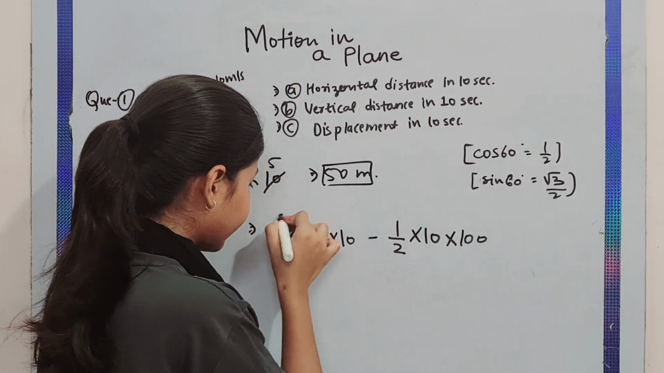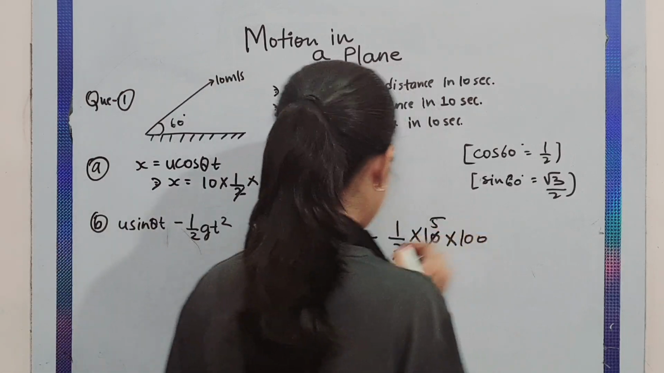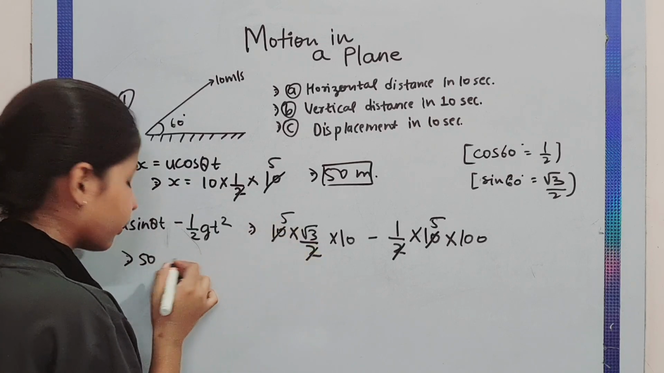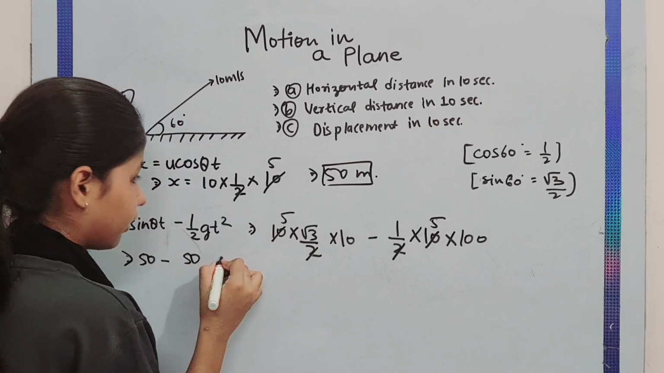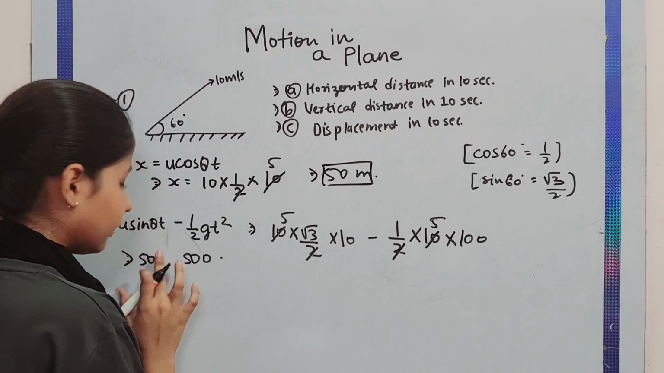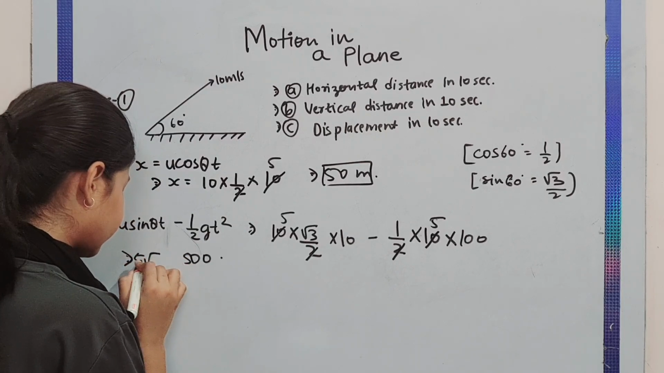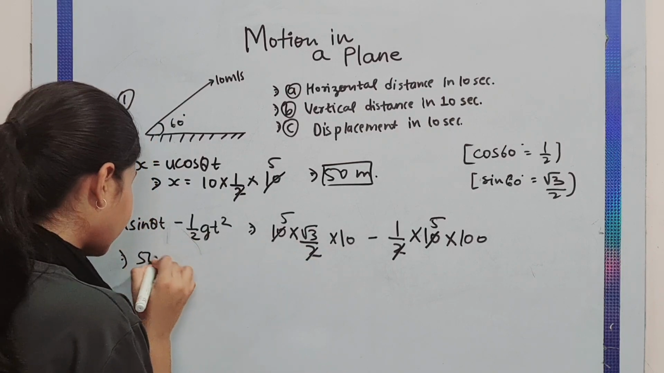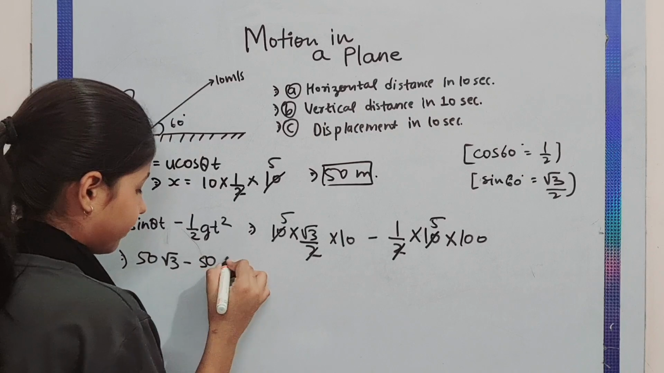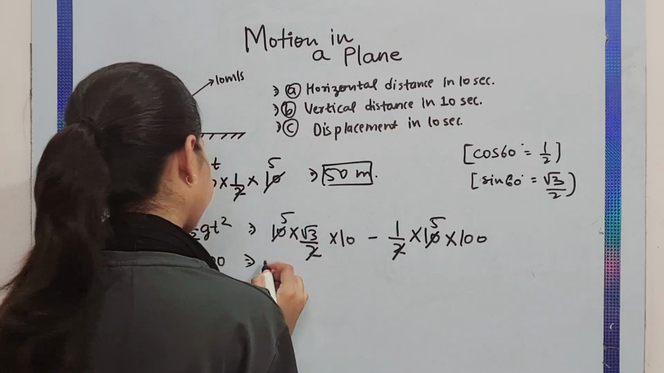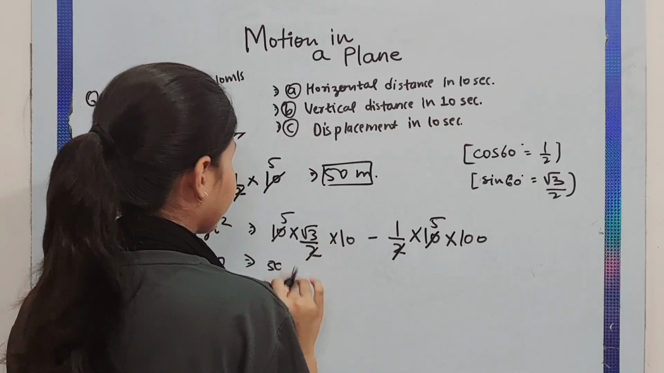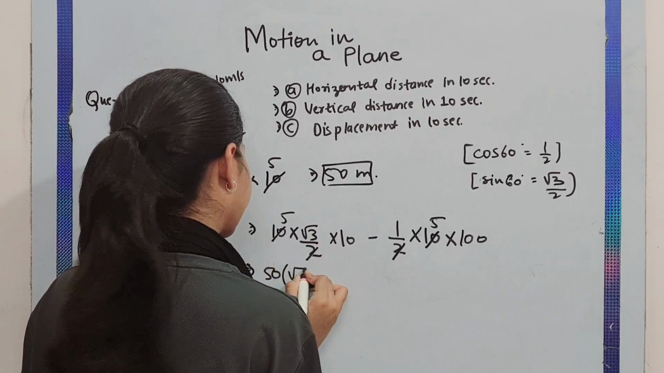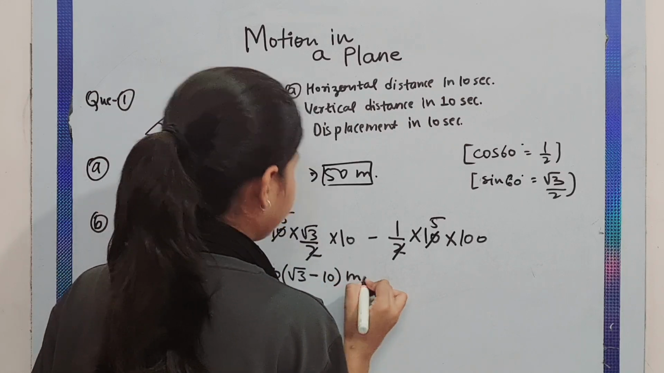So 5 times 10 times 100 in minus 500. Here our answer is like this: 50 under root 3 minus 500. So we can take out the common, and it will simply become 50 bracket under root 3 minus 10. It will be our answer.